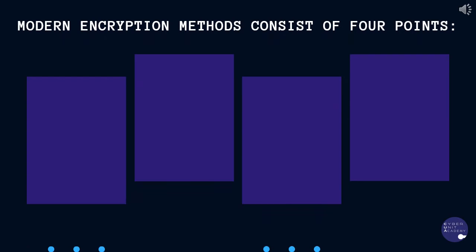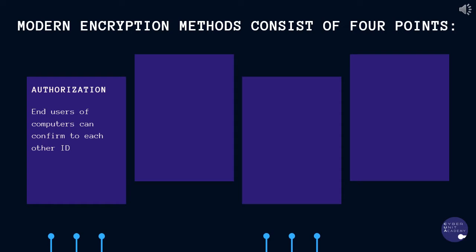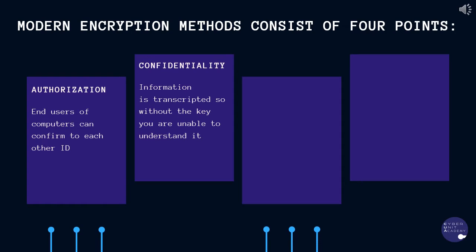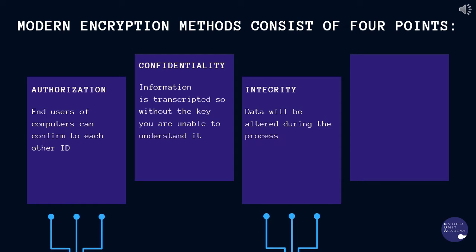Modern cryptography consists of 4 points. First one, authorization. Second one, confidentiality. Third one, integrity. And fourth, non-repudiation.